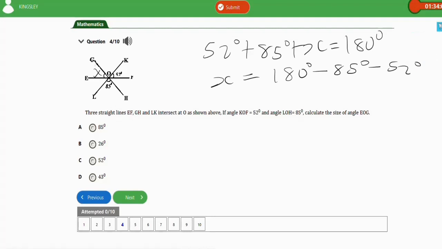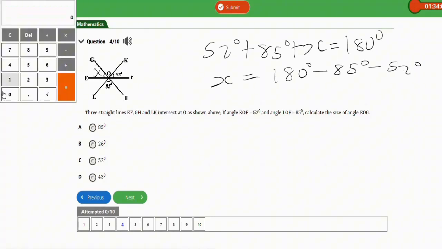So let's punch this on the JAMB calculator we have here. This is going to give us 180 minus 85 minus 52. So we have the output to be 43 degrees. So the size of the angle EOG is 43 degrees, which is option D. Alright, so let's wipe this and solve the next question.